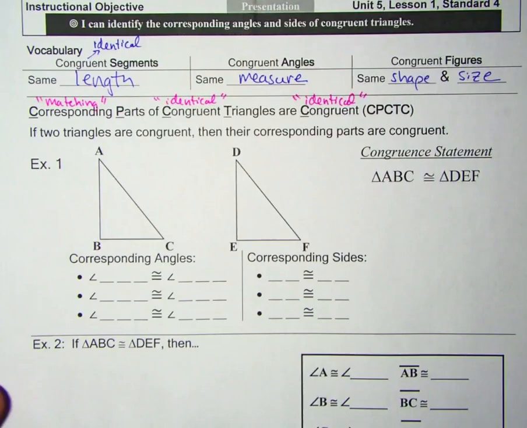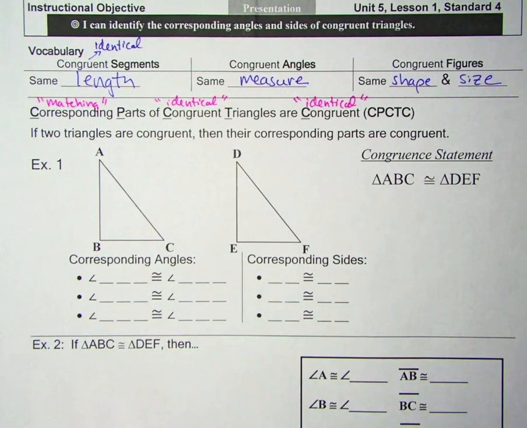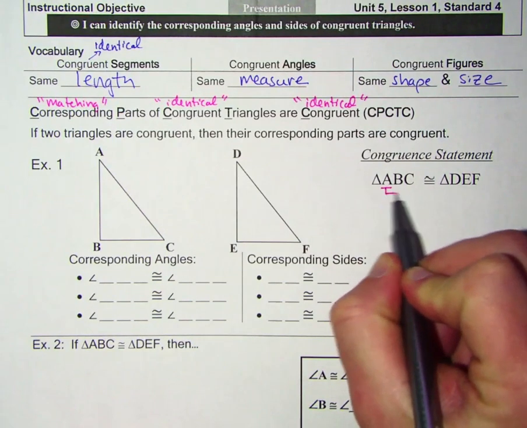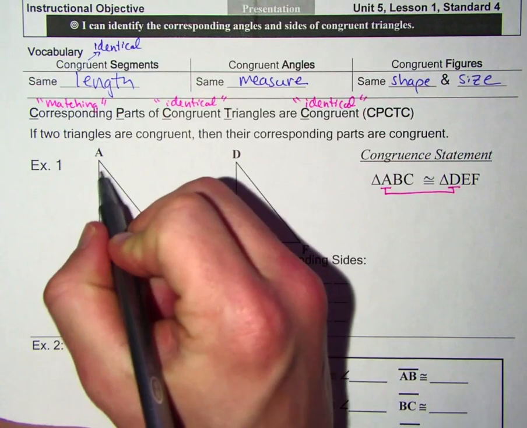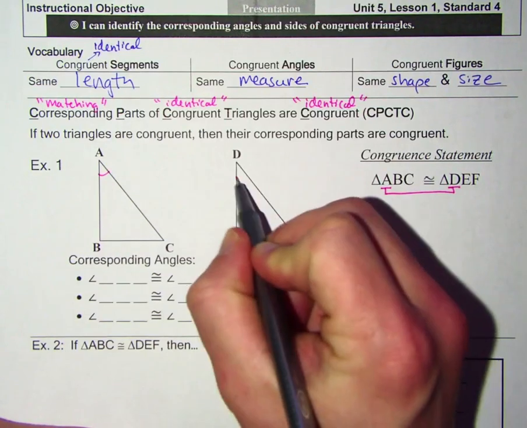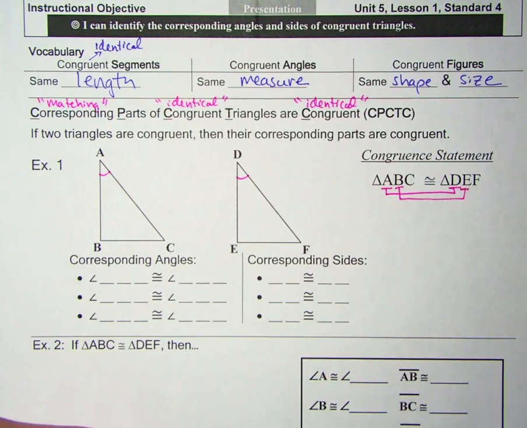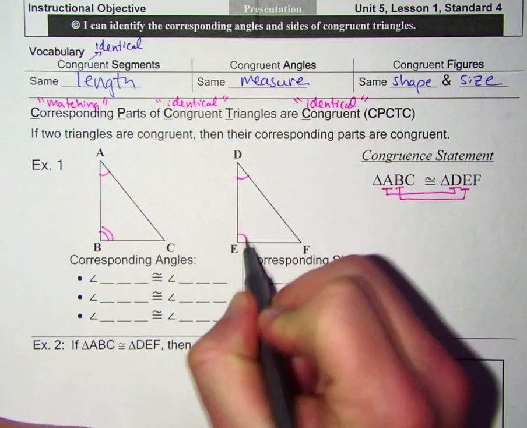So if we come down here, the key is to look at this statement. The order tells you everything. If you look, for example, A is the first letter here, D is the first letter here. That means angle A corresponds to angle D. B is next, and it corresponds to E in the middle on the other. So B corresponds to E.